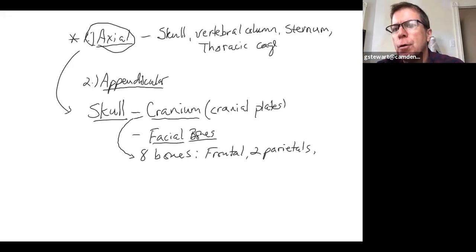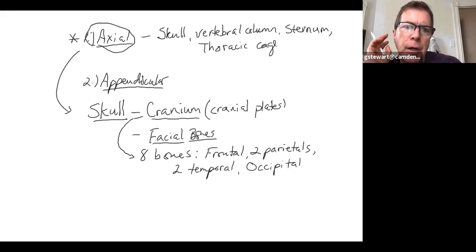There are 2 temporal bones, which are the inferior lateral sides. So down by your ears, we find temporal bones, and an occipital bone, which makes up the rear, the posterior backside of your skull, and sort of underneath, cradling underneath the floor of your skull. And so that's 2, 4, 6.